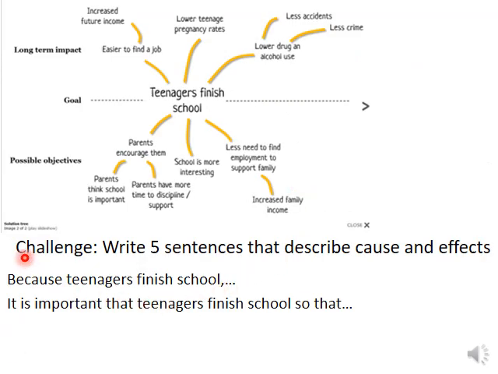Now I have a challenge for you, and it's to do this. Write down right now 5 sentences that describe cause and effects using the language that we've been practicing. So the first 2 I've started for you to make it a bit easier. Because teenagers finish school, ... Please finish that sentence. And secondly, it is important that teenagers finish school so that what? Use this to help you to write 5 sentences. Please stop the video and do that right now.